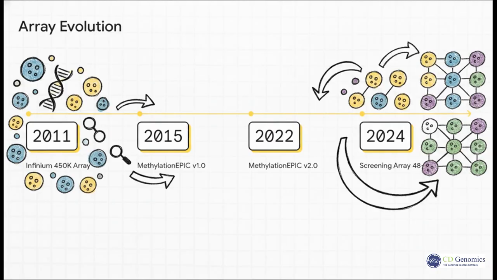But look at what happens in 2024. The Screening Array 48 kit drops, tracking roughly 270,000 sites. Now, you might be thinking, wait, 270K, isn't that a step backward? Absolutely not. Researchers realized that for massive population-scale studies, the sheer density of the 935K array was creating severe computational bottlenecks and jacking up costs. What the field actually needed was targeted efficiency. So the technology boldly pivoted to optimize purely for massive high-throughput screening.